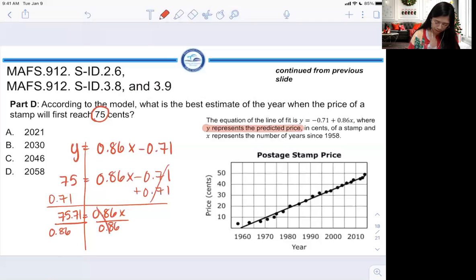You may use your calculator. What is 75.71 divided by 0.86? 88.034. So about 88. Now, 88 what?